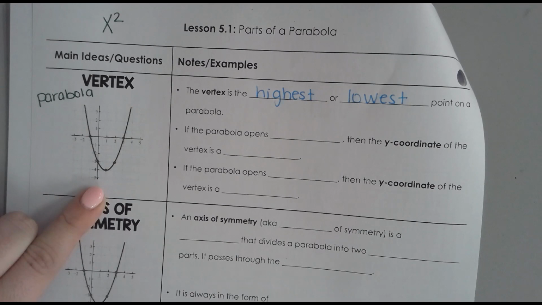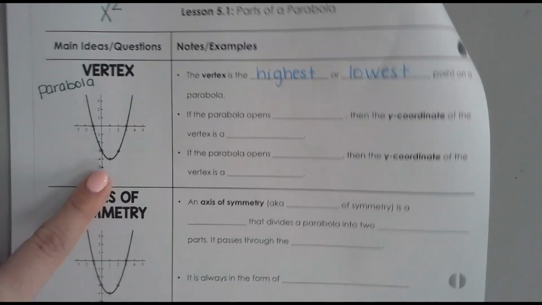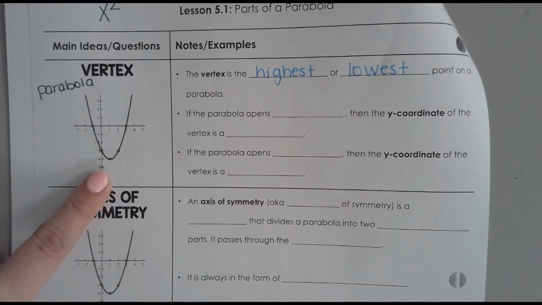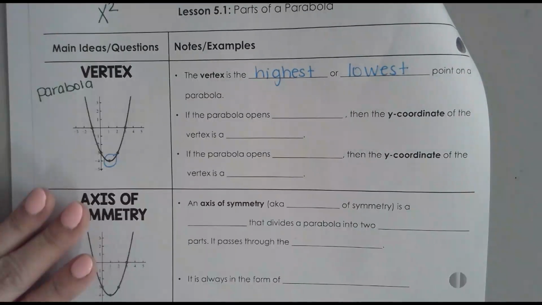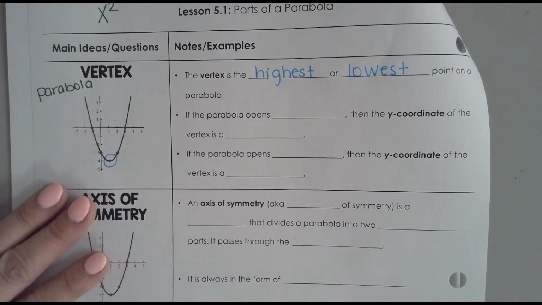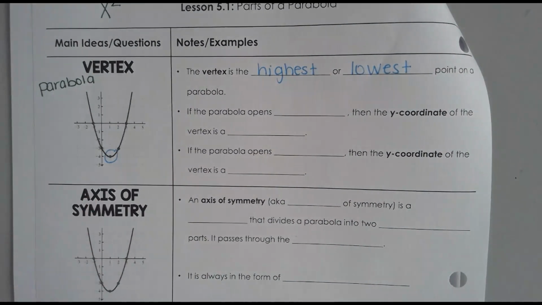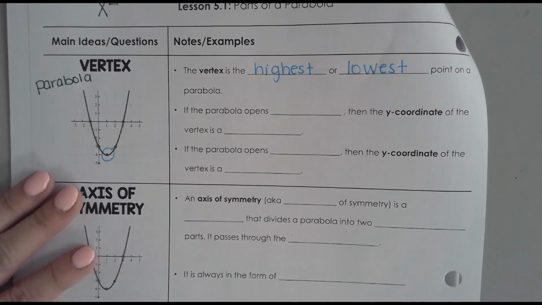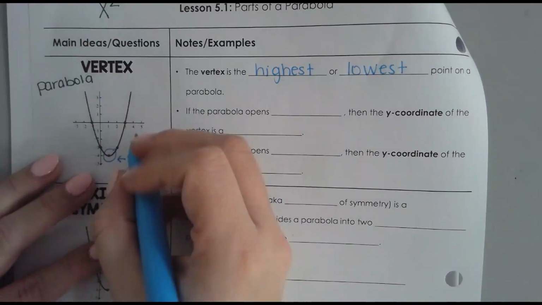I want you to circle where you think the vertex is. Right here is the vertex. Definitely not pointing it out. I really wasn't trying to. I just really liked pointing at the whole thing. Yep, that is the vertex. And the vertex is (1, -4).